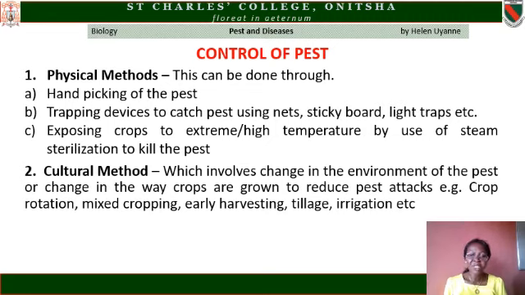Then we go to the second method, which is the cultural method. This cultural method simply involves a change in the environment of the pest, or a change in the way crops are grown, to reduce the attack of the pest. Examples of this include crop rotation and intercropping with maize.